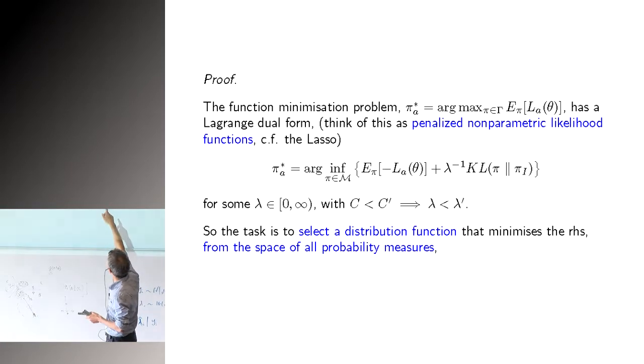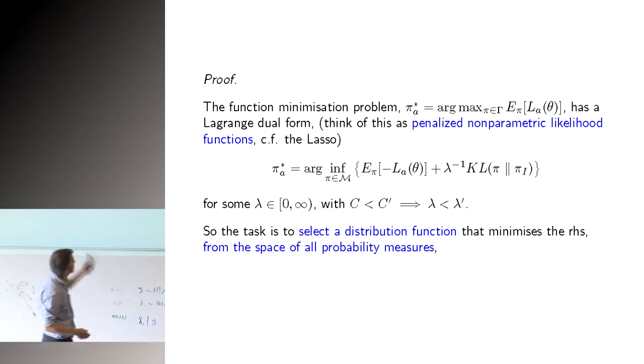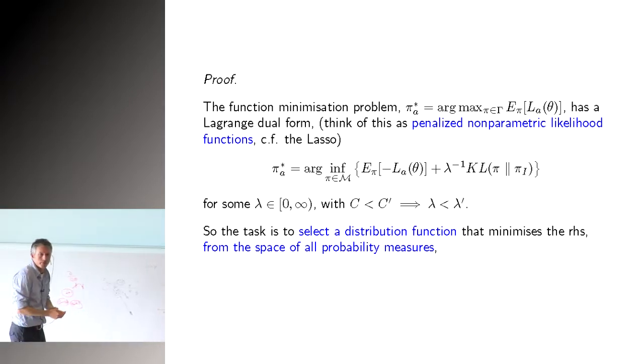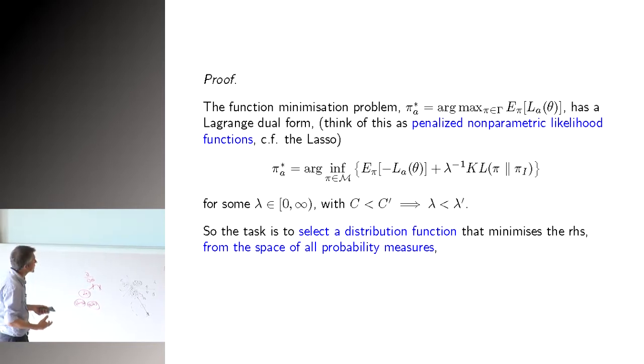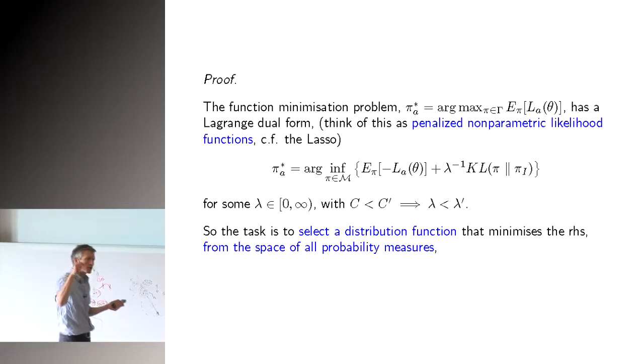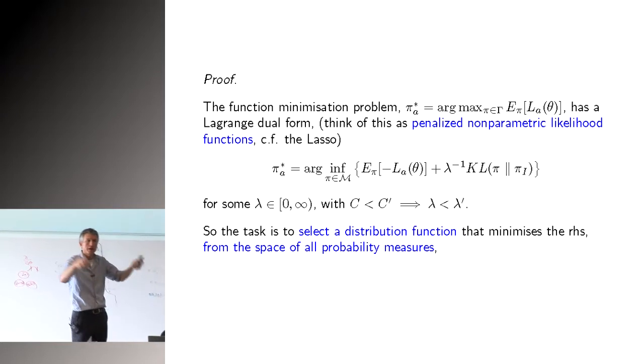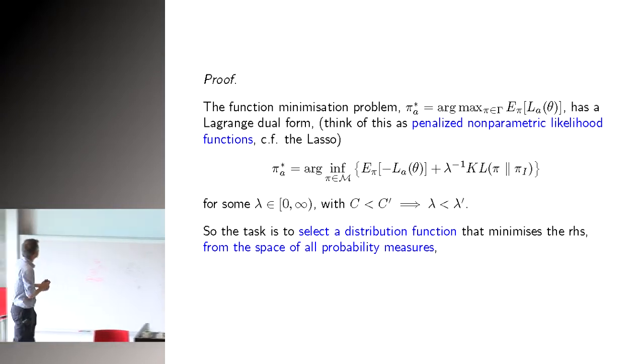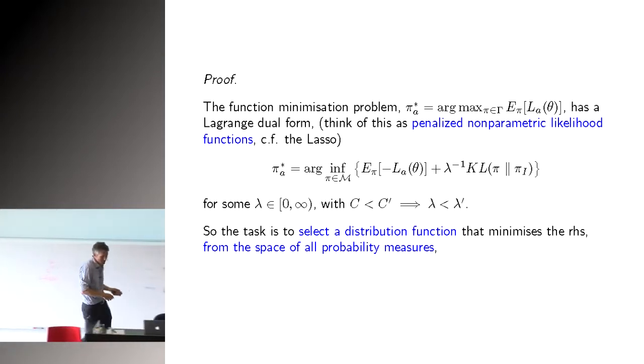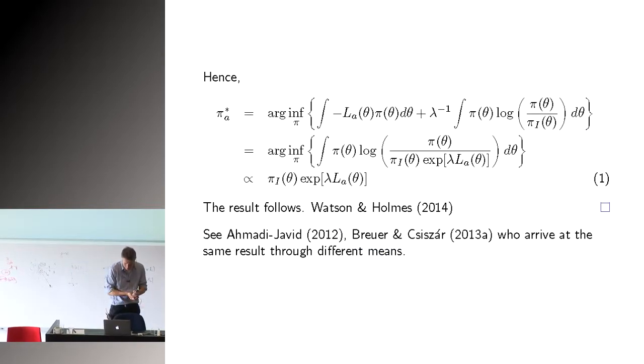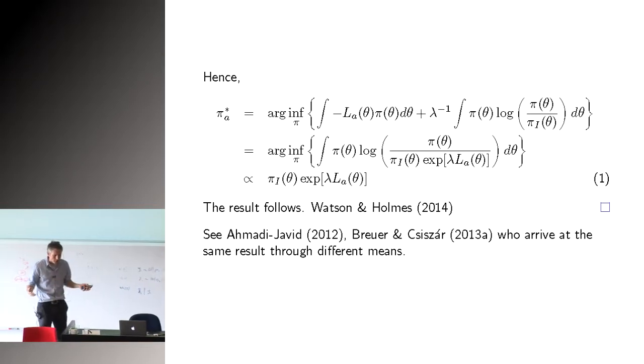But I'm not going to allow you to go too far away from my original model, and that's the Kullback-Leibler penalty. So it's an optimization problem over distribution functions. In lasso, you select a single coefficient beta. Here we're going to select a whole distribution function that minimizes that. The rest is just expanding things out.